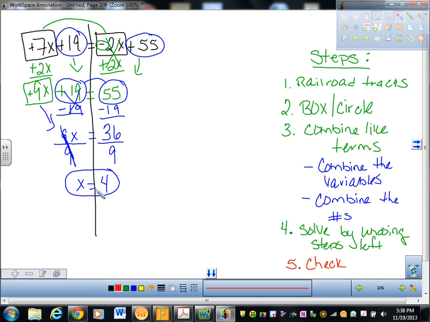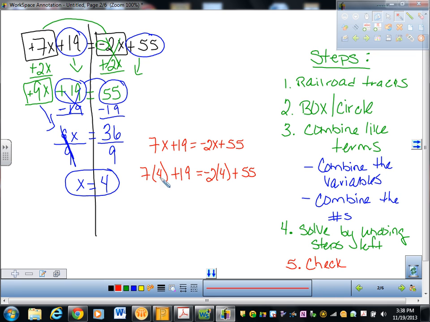So by checking, I'm just going to substitute x, so 4, into my original problem where I had the x's. So I had 7x plus 19 equals -2x plus 55. I'm going to substitute that 4 in for the x. So 7 times 4 plus 19 equals -2 times 4 plus 55.